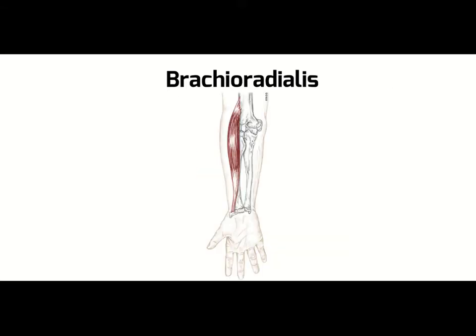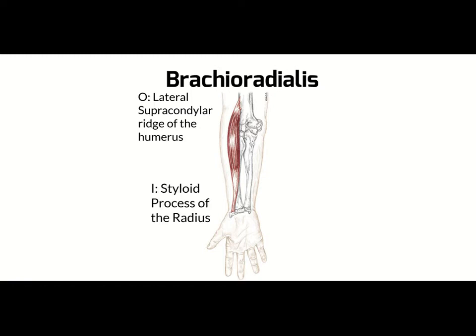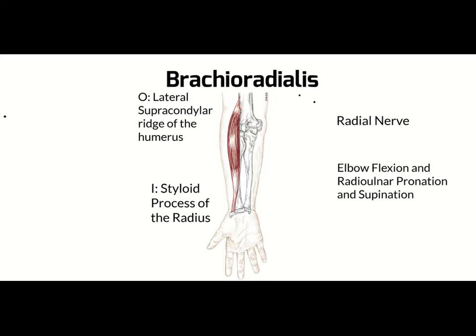The brachioradialis is another elbow flexor that also helps with pronation and supination of the radioulnar joint. It originates on the lateral supracondylar ridge of the humerus, so that ridge that was just above the lateral condyle. And it inserts on the styloid process of the radius, so that's the kind of lateral ridge on the distal end of the radius. It's innervated by the radial nerve and causes elbow flexion and assists with radioulnar pronation and supination.